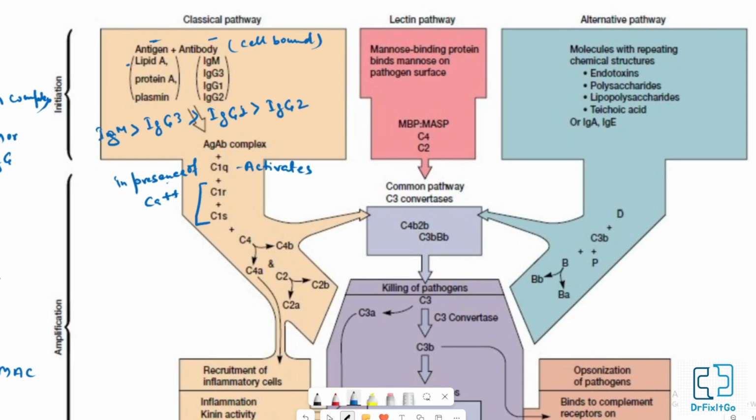However, some microbial products like lipid A of endotoxin and staphylococcal protein A, or plasmin, a proteolytic enzyme that dissolves the fibrin of blood clots, may activate C1 directly without antibody participation.